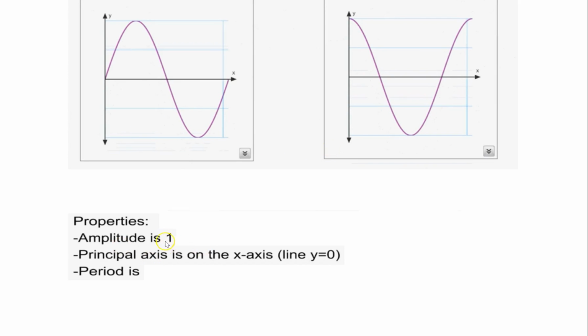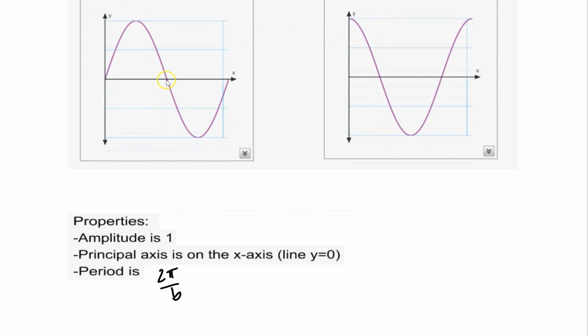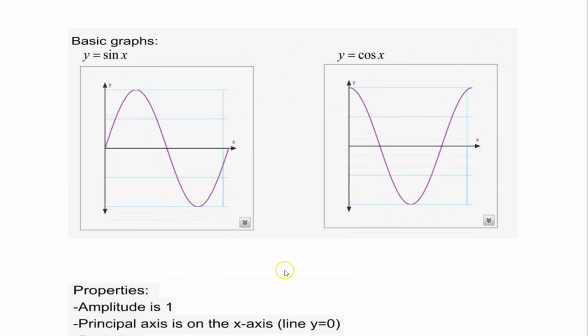And the period, there's a formula for it, it's 2 pi over b, where b is the number in front of your x. So in this case, both these cases, 1. We're doing a very basic graph here. So 2 pi. So let's go back to this graph here.